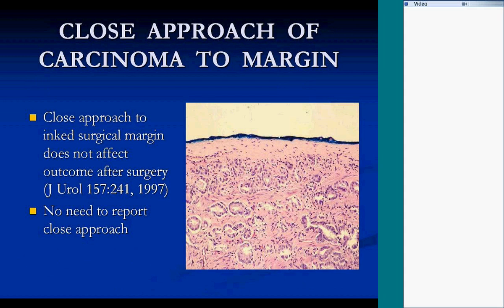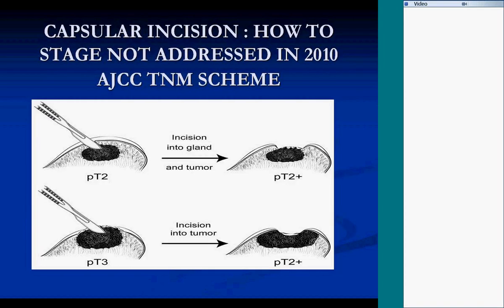Now, one needn't worry about close approach or measure close approach because it's been definitely shown that if there are a few fibroblasts, if you're certain that there are fibroblasts, separating the cancer from the ink, then it's okay to just call it negative. Don't need to worry. Outcome will be like a negative margin.